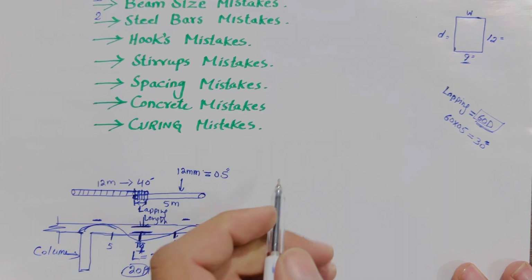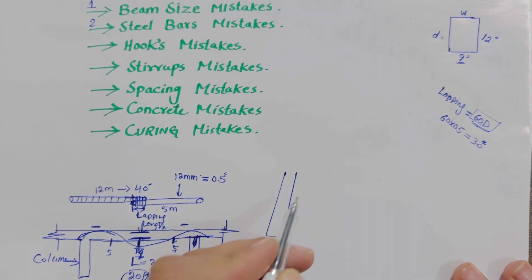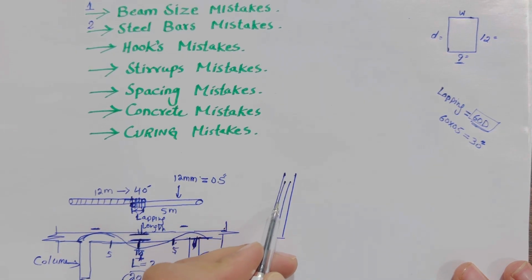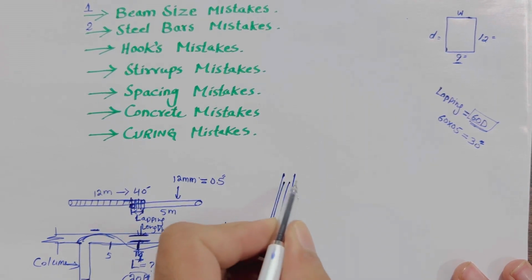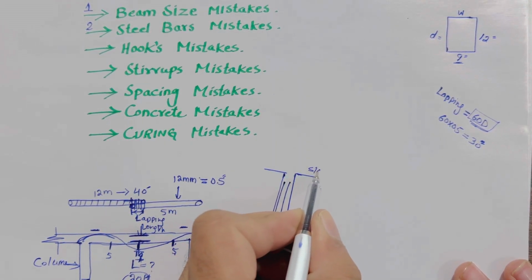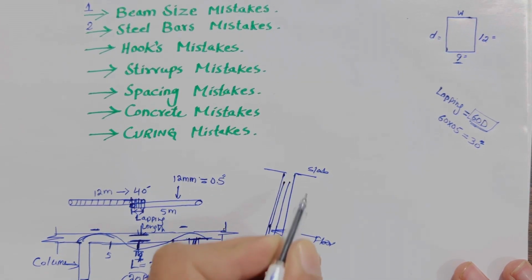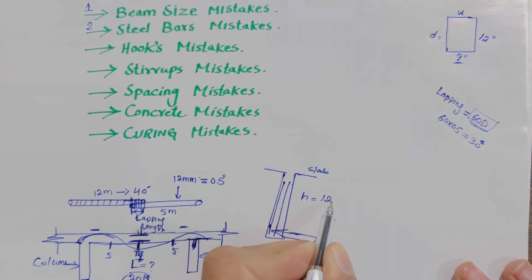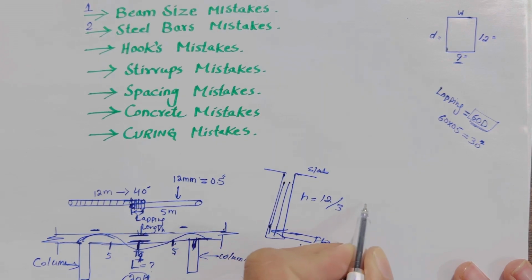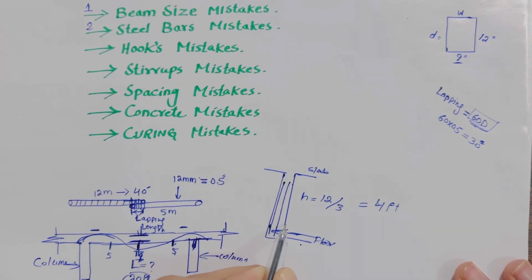Next, guys, if this is a column, suppose this is an RCC column, inside this we have steel reinforcement, okay. Especially for the column also, don't provide the lapping length at the bottom. Also don't provide it here, because here we have a slab and also a floor, so don't provide it here, and also not here. But suppose H is 12 feet, so H divided by 3 gives 4 feet, okay. So don't provide at the bottom, but at a distance of 4 feet you can provide the lapping here, okay.